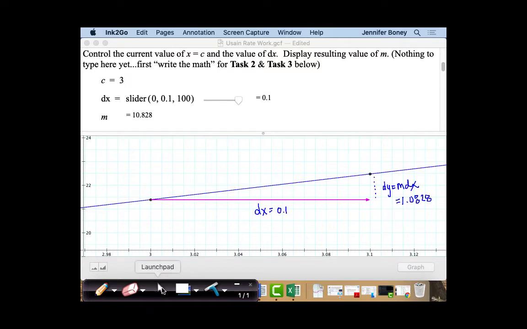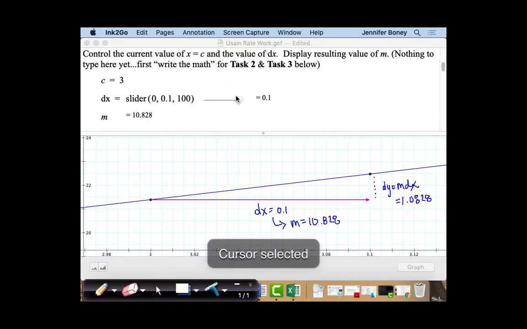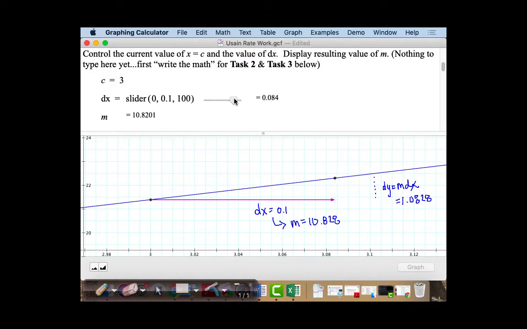Now, that's over this interval. With dx equal to 0.1, we get m as, I'm just going to write this down because I'm going to change it, 10.828. Now, if I go and change this to something else, you can see that m varies. It's not too much different. When I make this 0.001, that's the smallest number on here that I can actually get a result for. If I change it to 0, notice I get no result for m. You can't have a rate of change if nothing has changed.